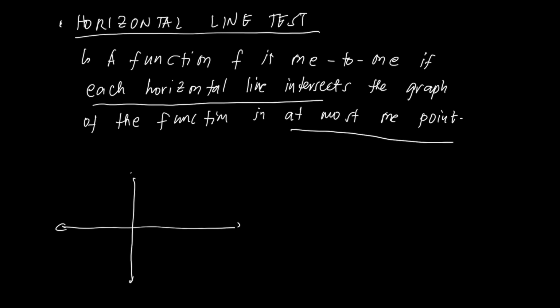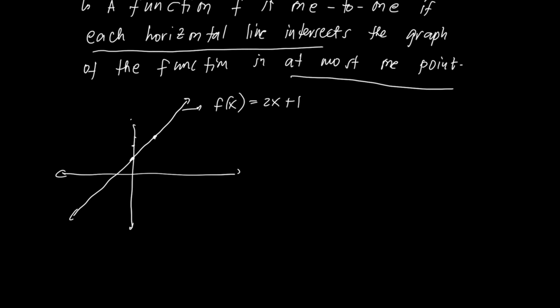The y-intercept is 1. Then the slope is 2. 1, 2, run is 1. So this is the graph of that function. This is the graph of the function f of x is equal to 2x plus 1.